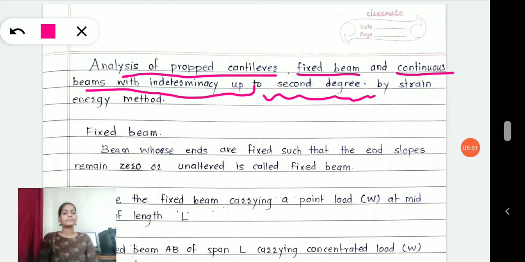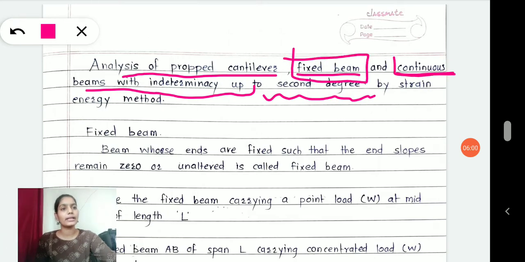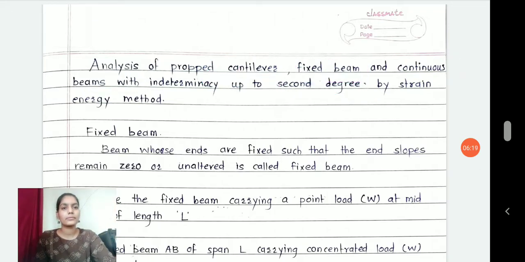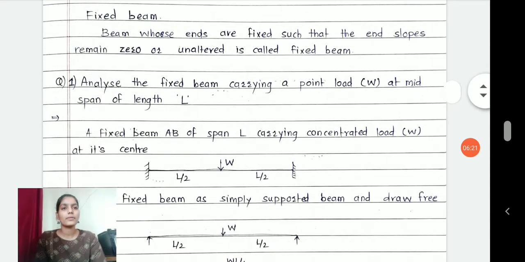Let's see. First of all, we will deal with the fixed beams. As we said, I'm going to deal with fixed beams, continuous beams, and indeterminate cantilever beams. So we have these three categories: cantilever, fixed, and continuous. When you are dealing with these different types, what I have chosen first is just the fixed beam, right? Yes, so the fixed beam.